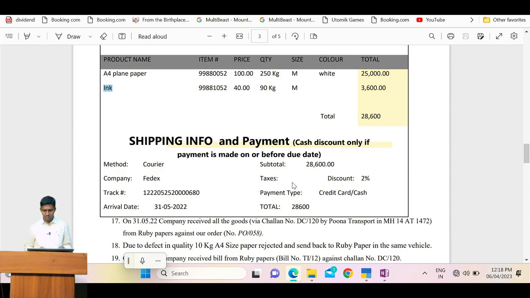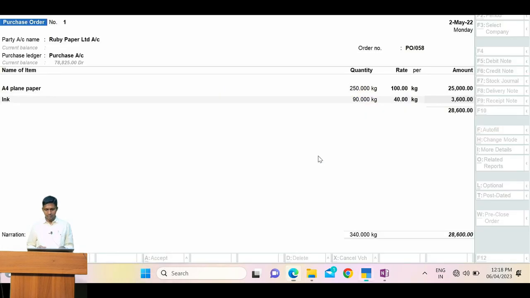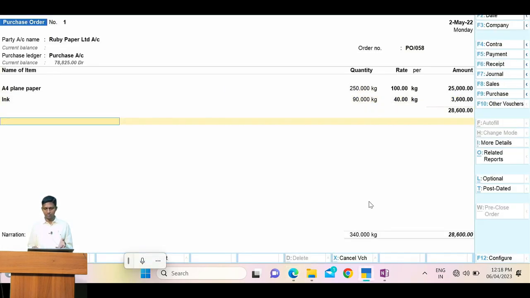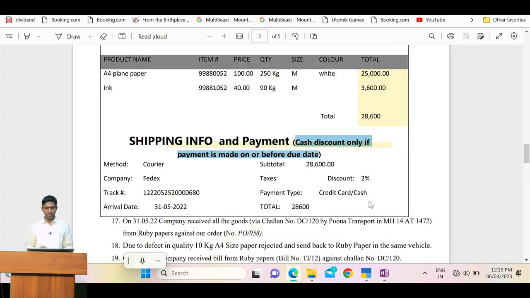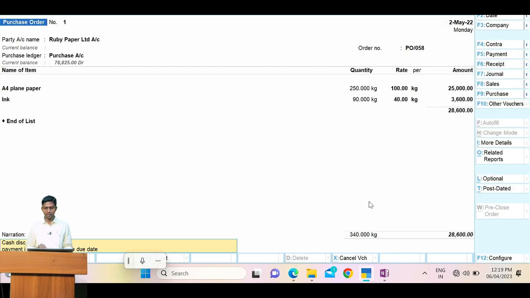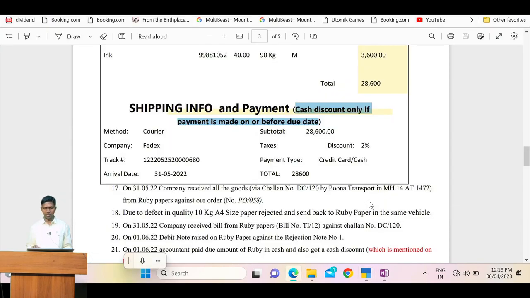And then taxes or the discount. Taxes, we don't have any taxes this year, you will not find. Then discount 2%, but you will get the cash discount only if payment is on or before the due date, okay. Therefore right now we cannot provide the discount here, we don't know, so just accept. And then in narration you can write the term, cash discount only if. Then the next person, whoever is the user of the purchase order, or the accountant, will understand that we must pay before the due date to avail the discount. On the 2nd May, the date is correct, everything is perfect, I think, PO and items and amount and all, therefore just accept the screen, that voucher is over.